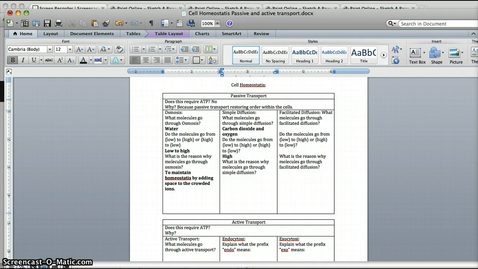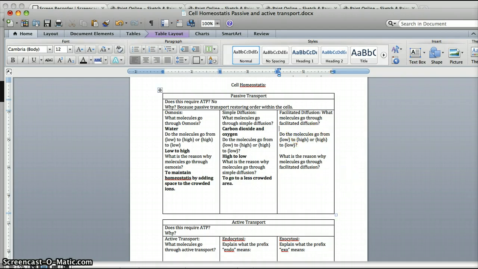So it goes from a crowded area to more even out. So they're trying to go from a bunch of cells all together to fewer cells so that the cells can even themselves out. Now, what is the reason why molecules go through simple diffusion? They go through simple diffusion to go to a less crowded area, what I just said.